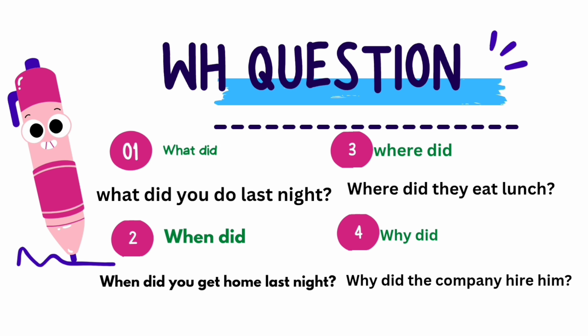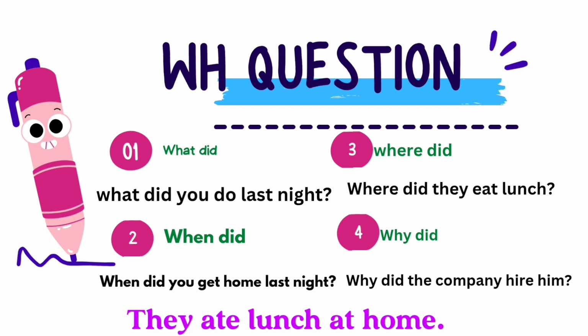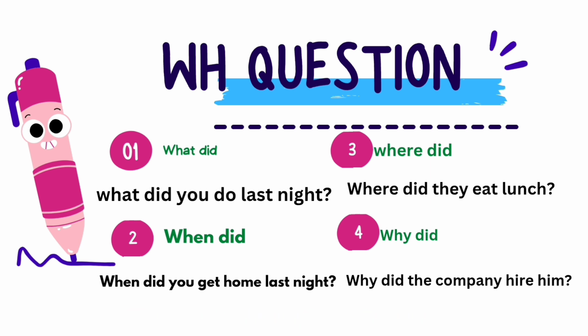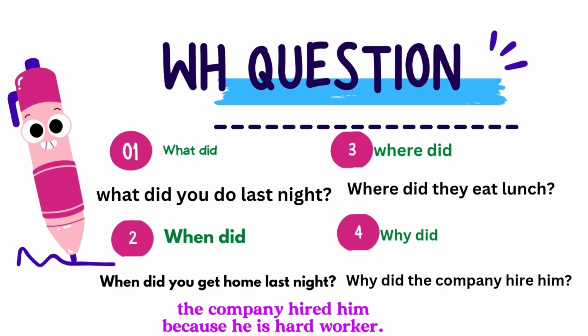When did you get home last night? I got home at 10 p.m. Where did they eat lunch? They ate lunch at home. Again, ate is the past tense of eat. Answer in the past simple tense. And finally, why did the company hire him? The company hired him because he's a hard worker.